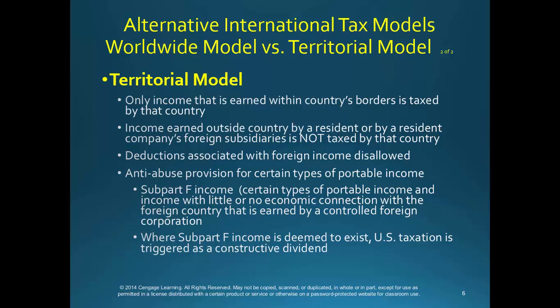There is an anti-abuse provision for certain types of portable income, and this deals with Subpart F income, where this is deemed to exist. U.S. taxation is triggered as a constructive dividend.